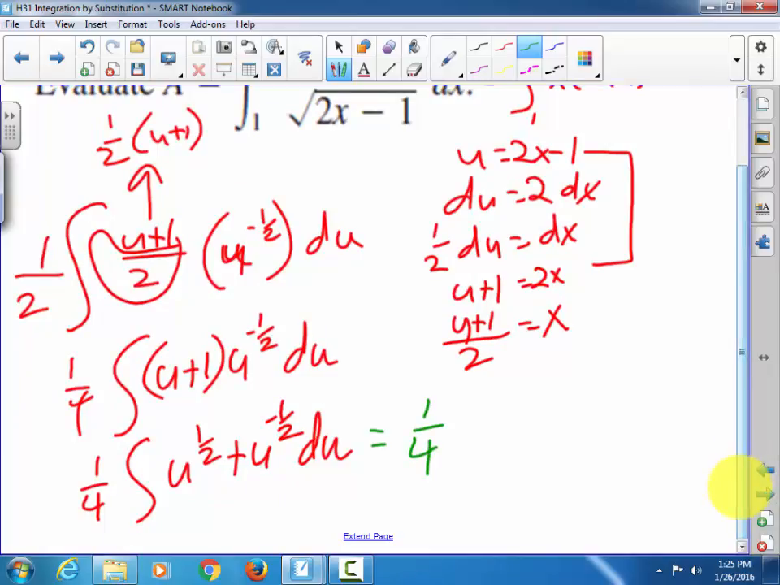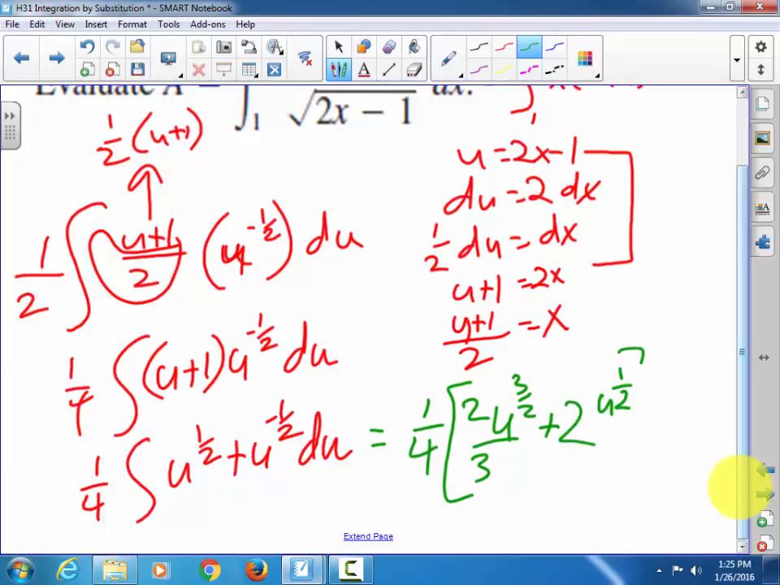We would get 1/4, 2/3 u to the 3/2 plus 2u to the 1/2 evaluated at 1 and 5?